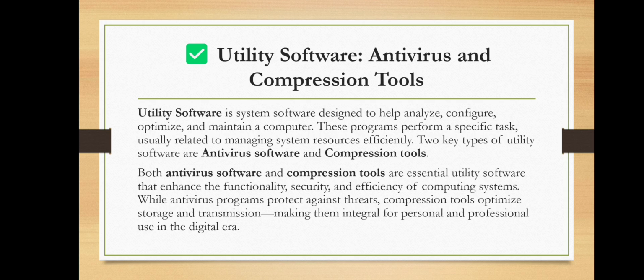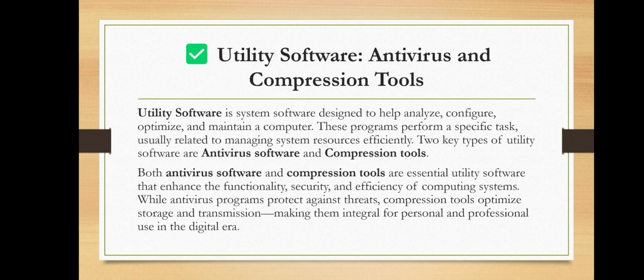So, whatever software we install to configure the computer, optimize the system, or maintain a computer comes under utility software. These programs perform a specific task, usually related to managing system resources efficiently. Two key types of utility software are antivirus software and compression tools.